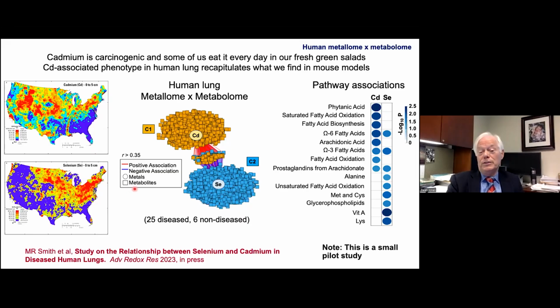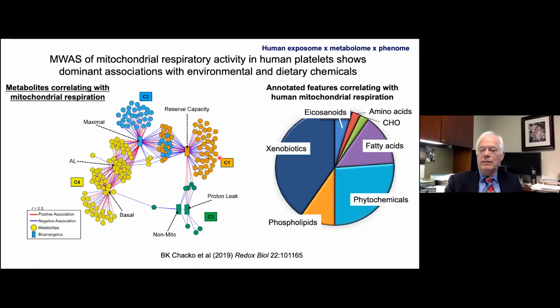I put some maps in here just to show you that there's quite a difference in the distribution of selenium and cadmium in the soils. And what's important is that we can map these to pathways. We can see with the positive and negative associations with this central cluster of metabolites that indeed the characteristics are that of antagonism. So again, I think there is a gap that can be filled by looking at the human tissues. That included normal and diseased human lung in that case.